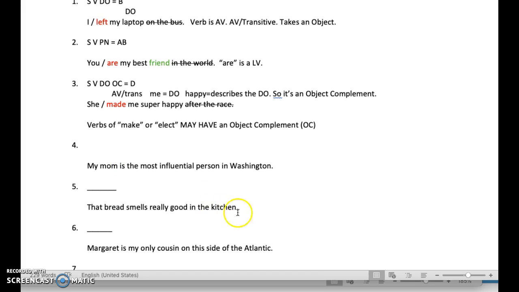Okay, so my mom is the most influential person in Washington. So here I'm going to divide my subject from my predicate right there. Here's a prep phrase. Let's get rid of that bad boy, thin things out. Okay, so my mom is, the most common linking verb there is. It's a form of the verb to be.